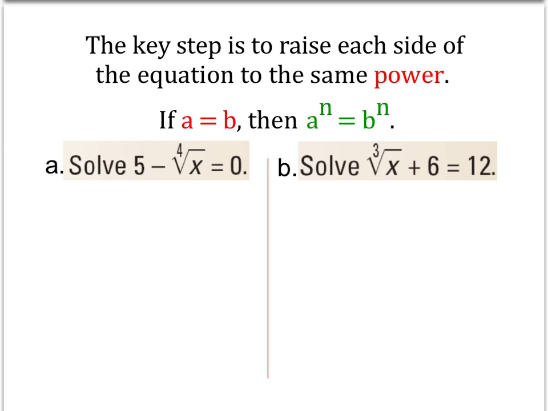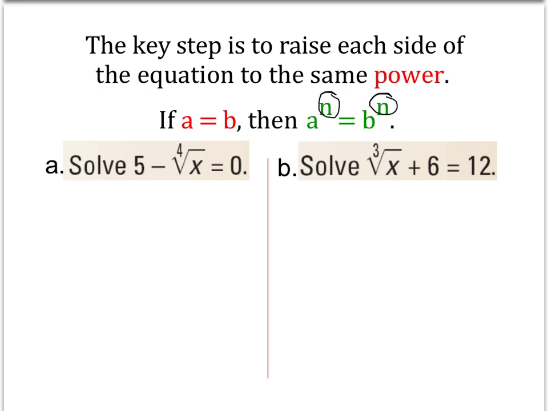When we're solving radical equations, the key step is to raise each side of the equation to the same power. So for example, if you had an equation such as a equals b, then those equations are still equal if they are raised to the same power of n.